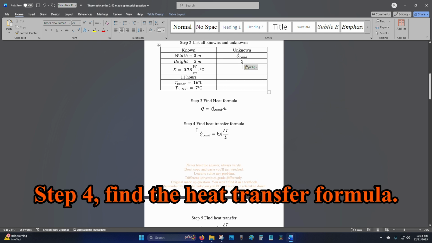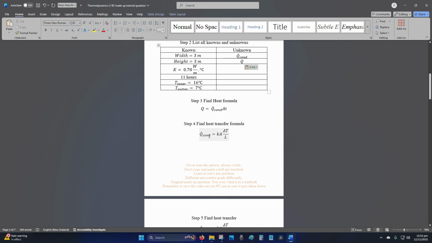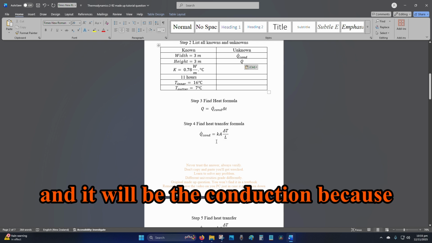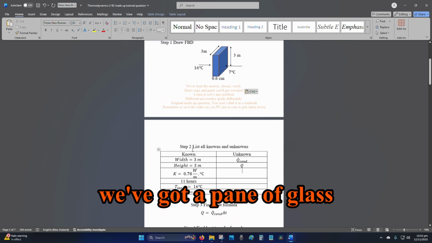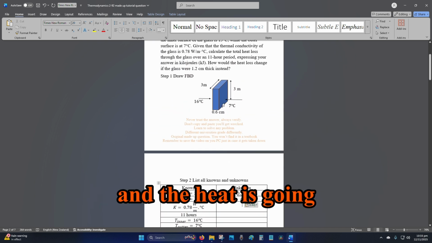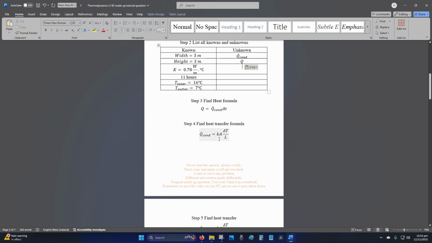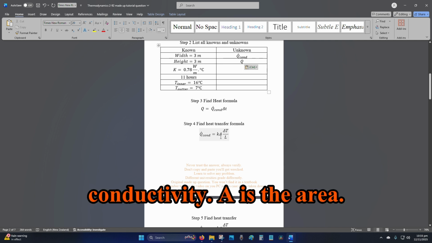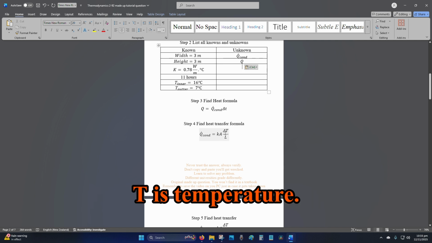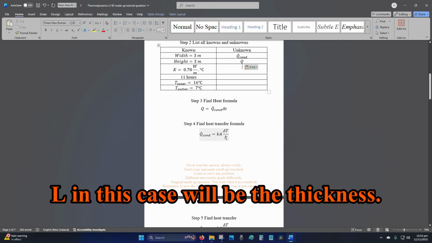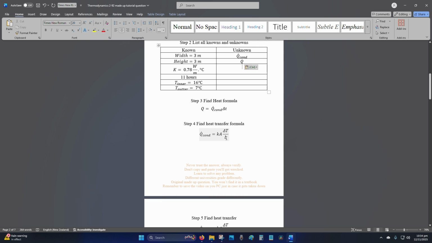So step 4, find the heat transfer formula. In this case, it will be capital Q dot, and it will be the conduction because we've got a pane of glass and the heat is going through it. So it will be conduction. So K is the thermal conductivity, A is the area, T is temperature, so that is delta capital T, and L in this case will be the thickness.